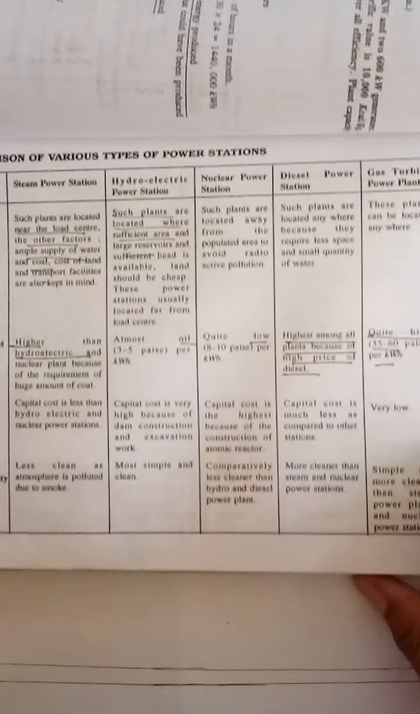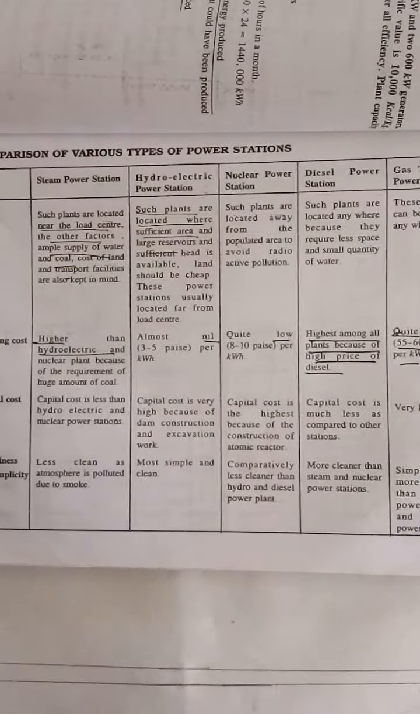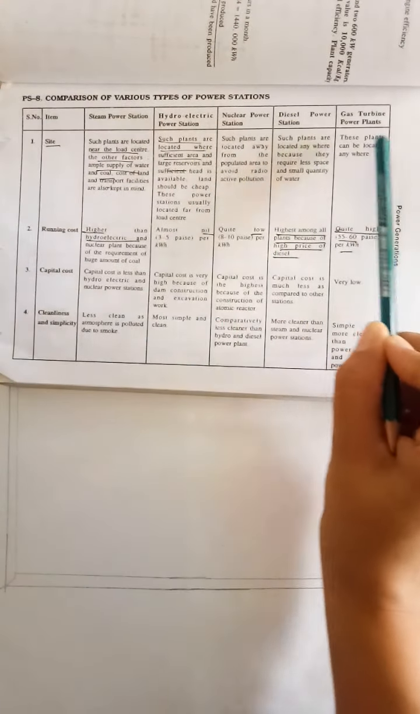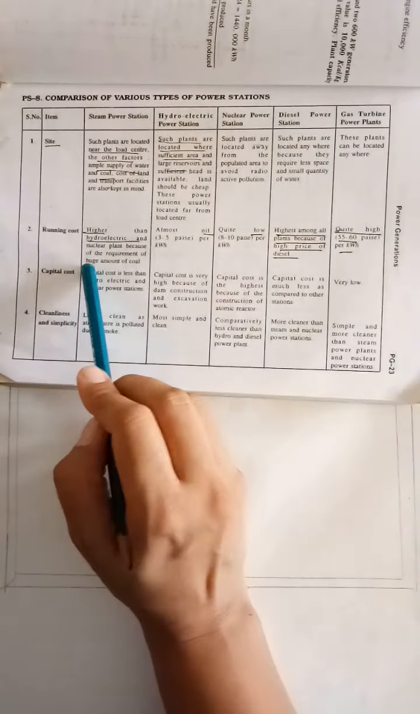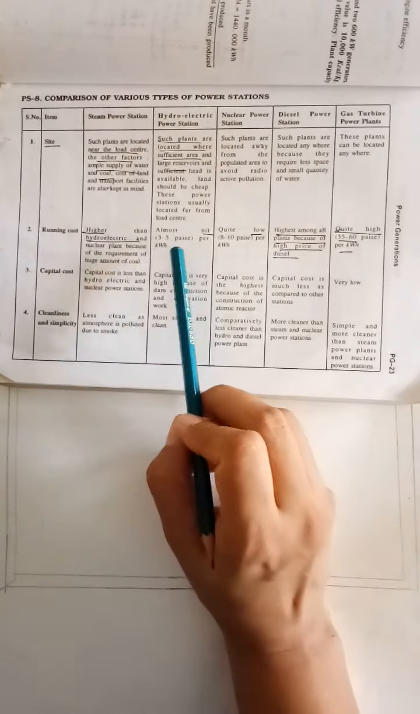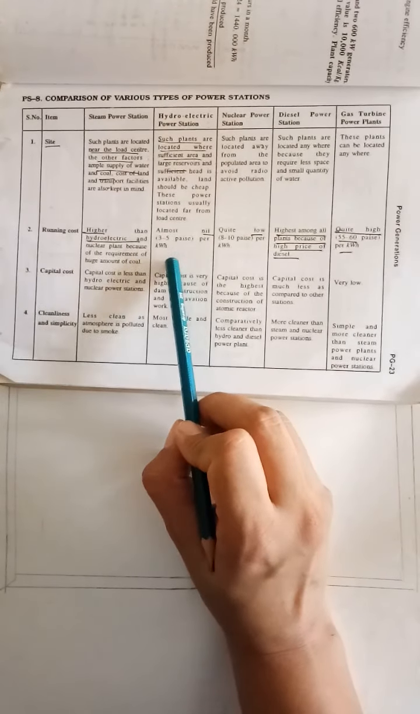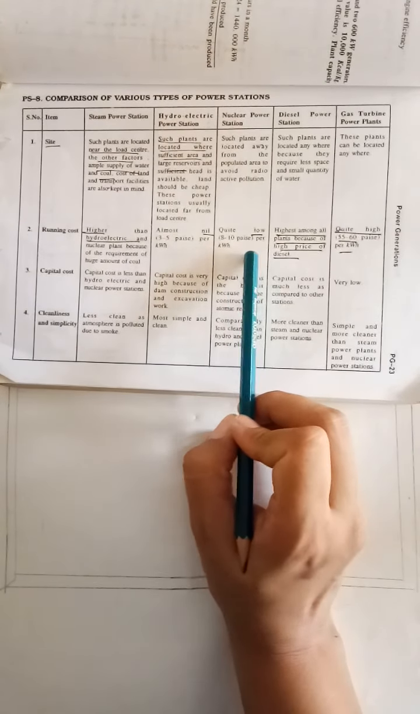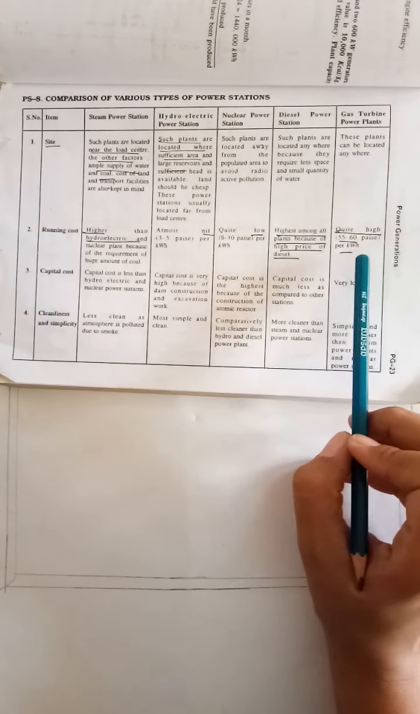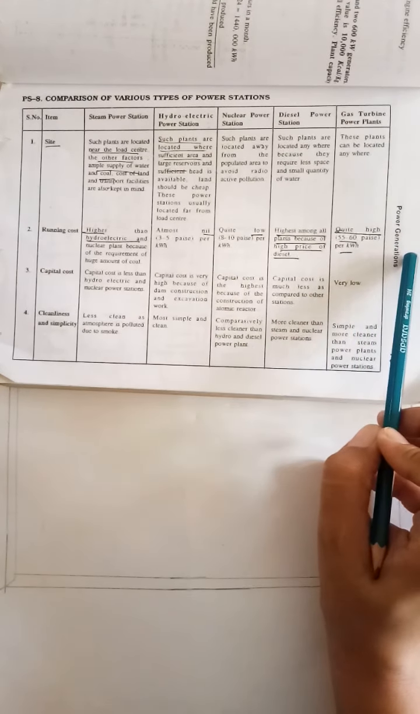Here is the comparison of all the different power stations which we have discussed. Comparison of steam, hydro, nuclear, diesel and gas power stations. Running cost of steam is higher. Then hydroelectric. Running cost of hydro is almost nil. Running cost for nuclear power station is quite low, and running cost is highest for diesel because of the high price of diesel, and gas turbines cost is also high.